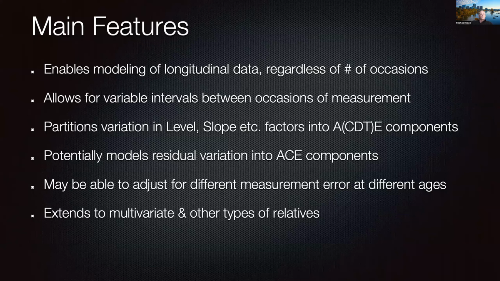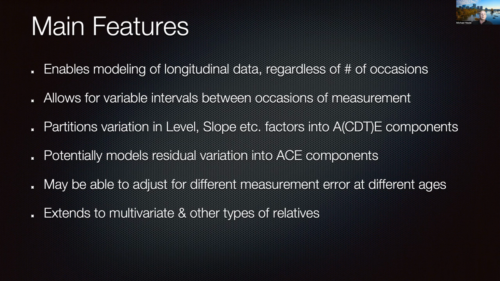So the main features of the biometrical latent growth curve model is that it does allow modeling of longitudinal data, and it does so kind of regardless of the number of occasions that you have. That is to say that if we had 100 measurements for an individual, it would be quite feasible to fit a latent growth curve model. And the reason it would be quite feasible is because of the very sparse parameterization of the model. It's got relatively few free parameters. There's, particularly if you accept that all the residual measurement errors are going to be the same.